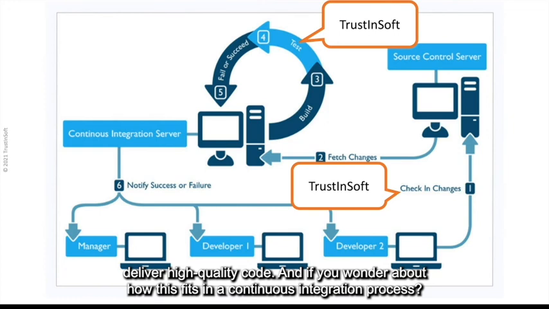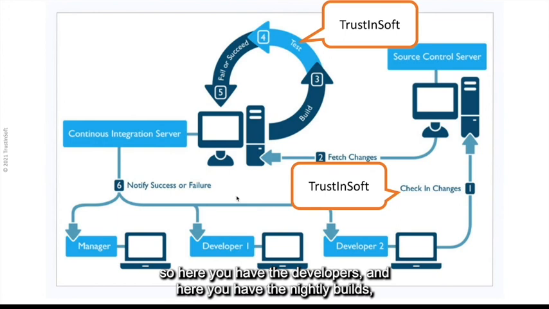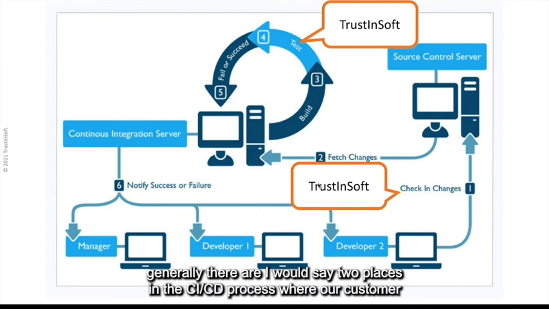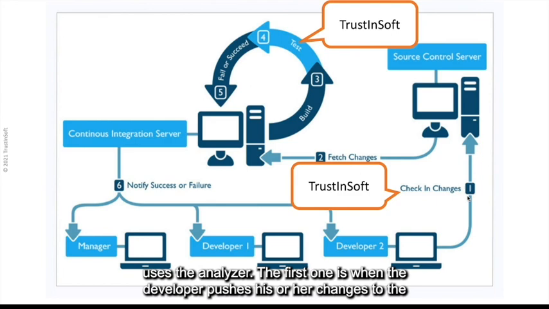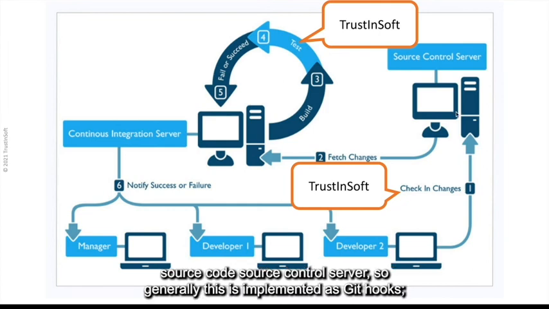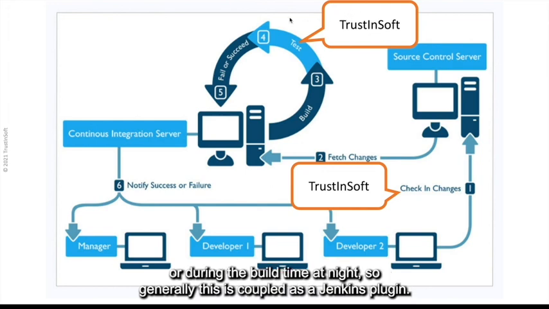And if you wonder how that fits in a continuous integration process, here you have the developers, and here you have the nightly builds. Generally, there are two places in the CI/CD process where our customers use it. First one is when the developer pushes his or her changes to the source control server. Generally, this is implemented as Git hooks, or during the build time at night. Generally this is coupled as a Jenkins plugin.